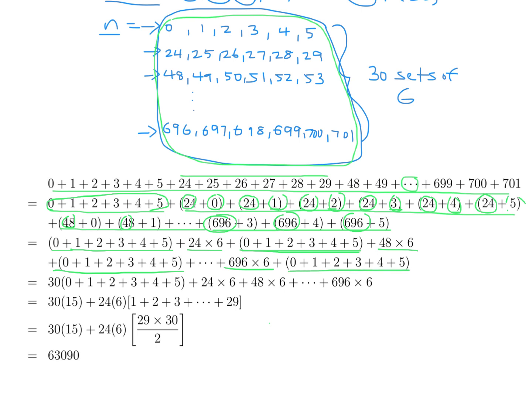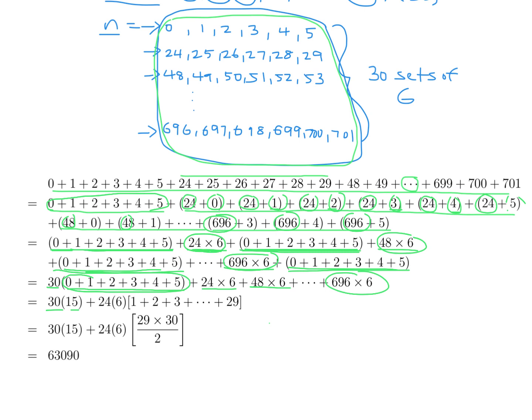Okay, so now we got to combine all of these. As you can see, there's a 1 through 5, a 1 through 5, a 1 through 5, and 1 through 5 for each set. And remember, there was 30 sets, so that's why there's a 30 of them. And then you can just list all the other remaining: 24 times 6, which is from here, 48 times 6, which is from here, dot, dot, dot, all the way to the 696 times 6, which is from there. And then this 0 plus 1 plus 2 plus 3 plus 4 plus 5 is 15. So that's why that becomes 15.